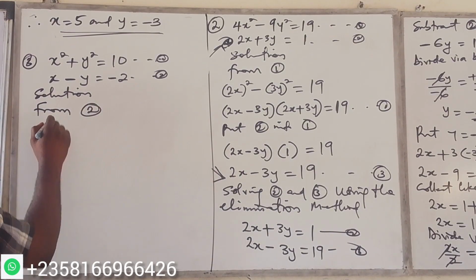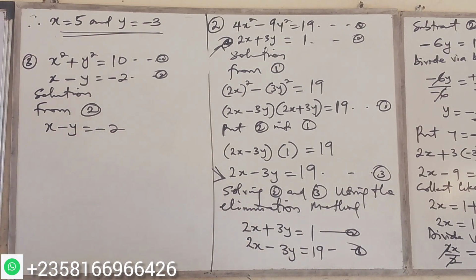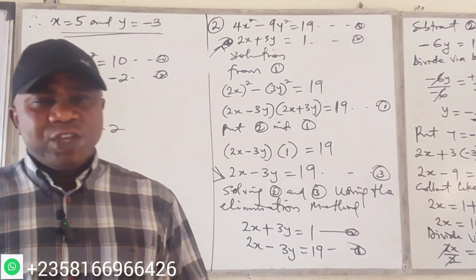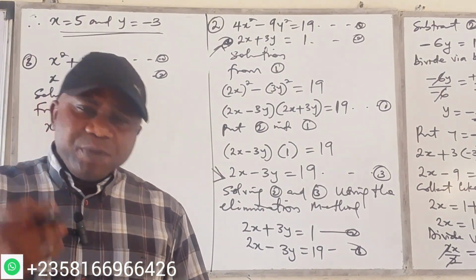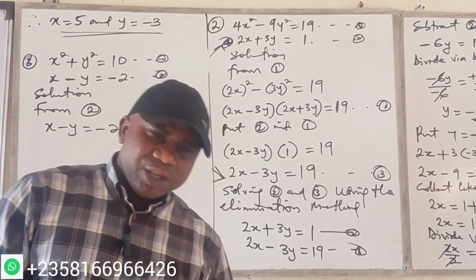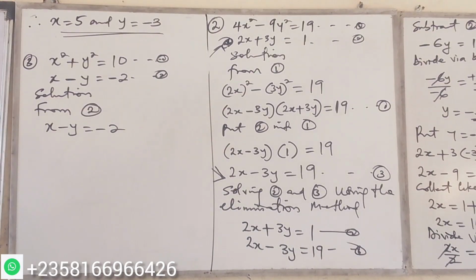Now equation 2, we have x minus y is equal to minus 2. Now I want us to make x the subject. Remember, you can as well make y the subject. Yes, because I said you have to pick one of the equations, that's the linear equation. You make one of the variables the subject. Thereafter, the variable you made the subject, you substitute into the quadratic equation. So here we have picked equation 2, which is the linear equation.